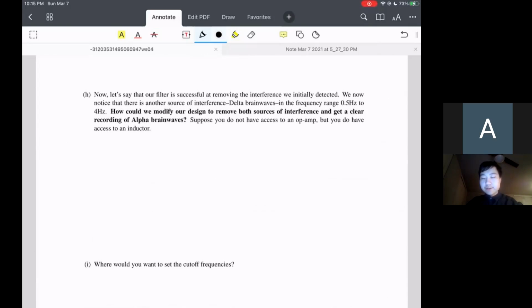Suppose you do not have access to an op-amp, but you do have access to an inductor. So the thing that we want to do is filter out both inputs at low frequencies and inputs at high frequencies. That is exactly what we get if we use a bandpass filter. Since we don't have an op-amp, the easiest way to build a bandpass filter would be an RLC bandpass filter, which looks something like this.